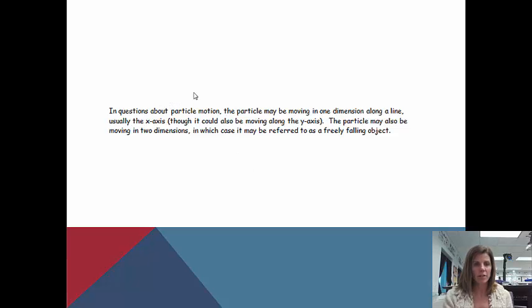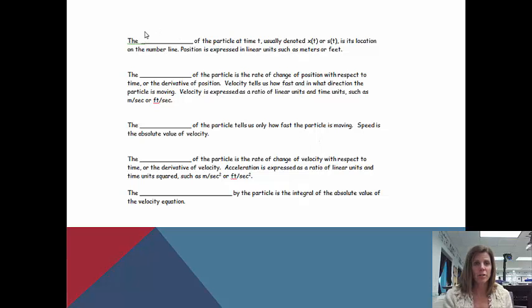All right, in questions about particle motion, the particle may be moving in one dimension along a line, usually the x-axis, though it could also be moving along the y-axis, and it will usually tell you in the problem. The particle may also be moving in two dimensions, in which case it might be referred to as a freely falling object. Again, we've discussed some of this particle motion before, but now we actually can go both ways with particle motion. All right, just a few things, and again, a lot of these things will be a repeat.